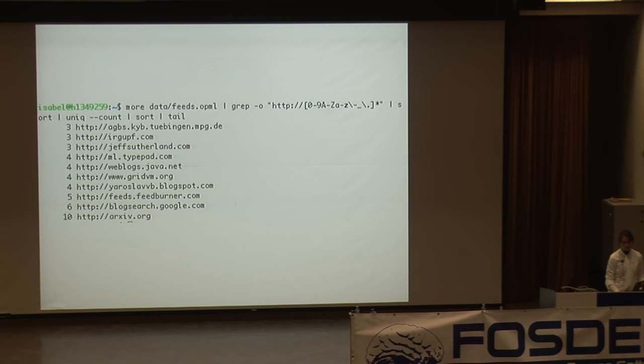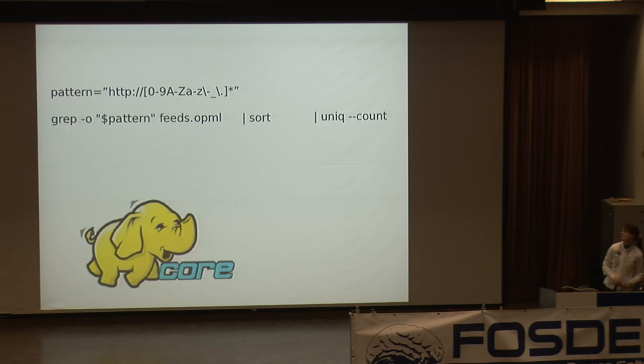If you have a closer look at how that's done, it would probably look something like that. You define a pattern that looks like a host name. No guarantees this is the right regular expression for a host name, it's just for the example. You would grep over the file. You would then sort by host name. And finally, count how many unique host names you have in this list.